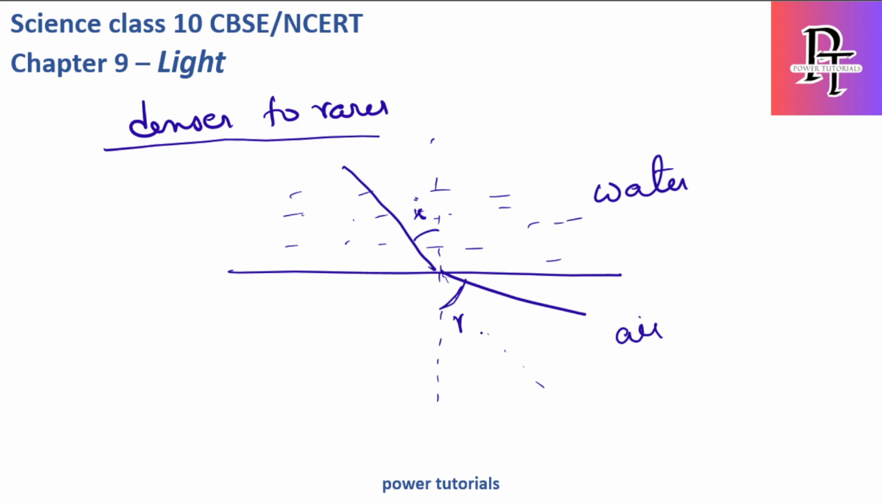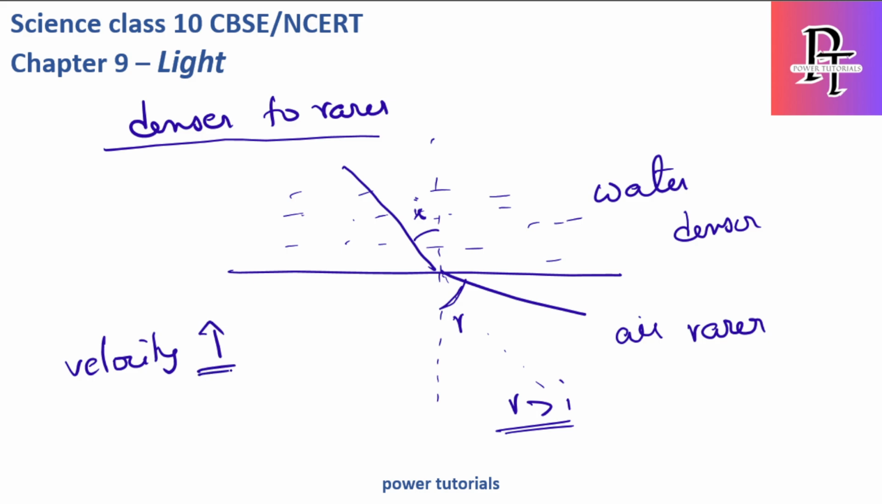Now you can see the refracted ray angle is greater with respect to the incident angle. Why? Because it is traveling from denser to rarer. So if a light ray is traveling from denser to rarer, what will happen? Velocity increases. Okay, velocity is increased, the light will try to travel faster. So here the velocity is small, but after coming into air, the velocity got increased, so it will try to move ahead. So we can say that it will divert or travel away from the normal.